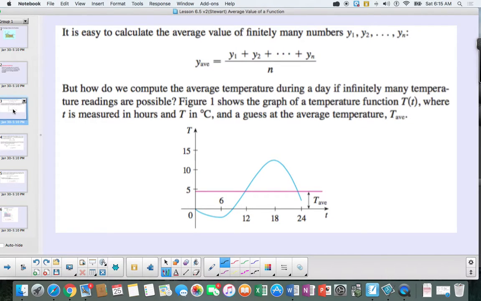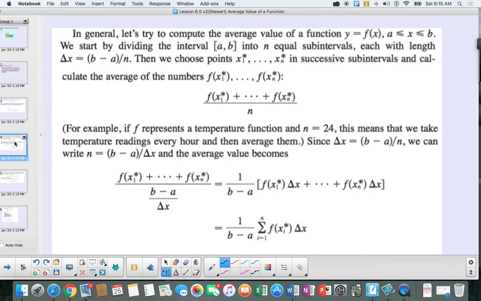When we talk about arithmetic mean, we're talking about adding up all the values and dividing by n. In a function, we're going to be adding an infinite number of values. So how are we going to handle this? Let's take a look at the next page. What we'll do is first start off with a finite number. So we're going to take all the y values, add them up, divided by the number.